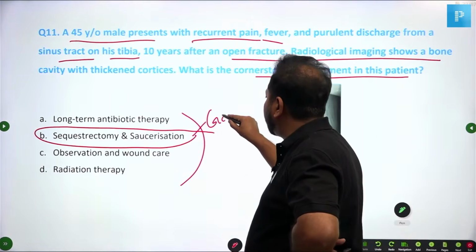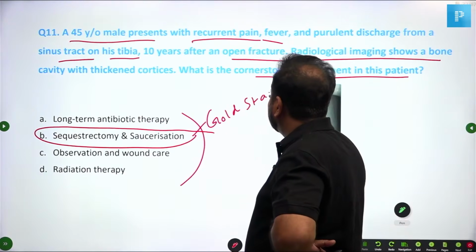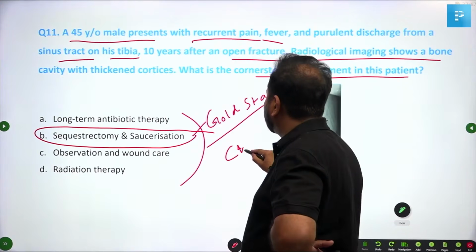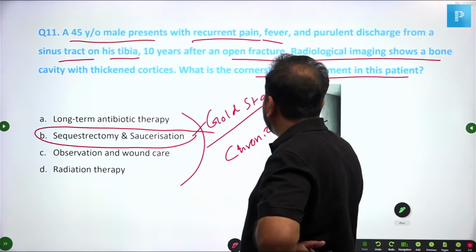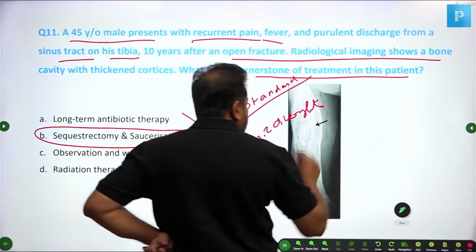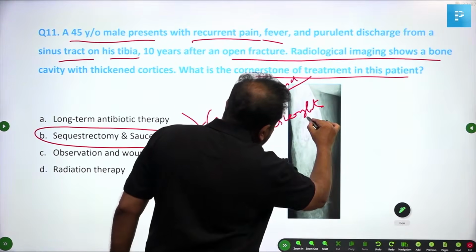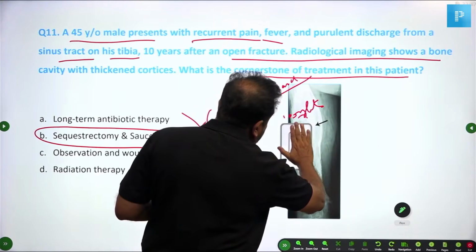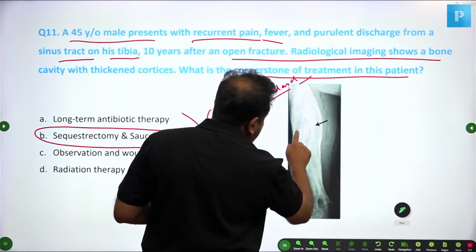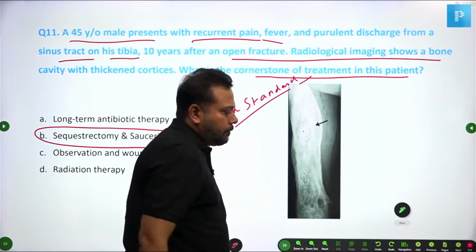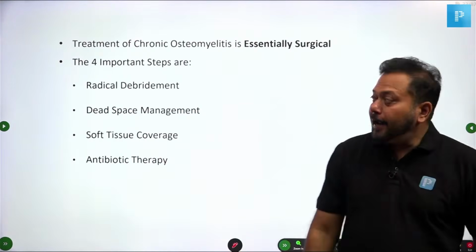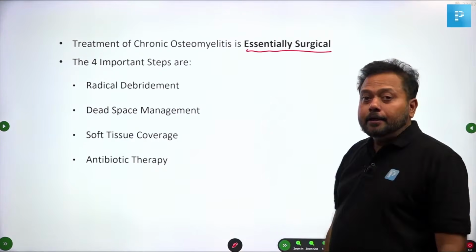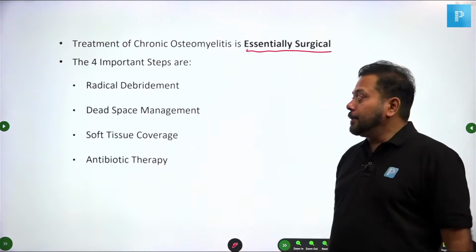This is the gold standard treatment for chronic osteomyelitis. You see here, I am able to see this is a cavity inside a dead bone. So that is the sequestrum. You are able to see this area as the sequestrum. Now coming to management of chronic osteomyelitis, treatment of chronic osteomyelitis is essentially surgical. Only surgery, essentially surgical.